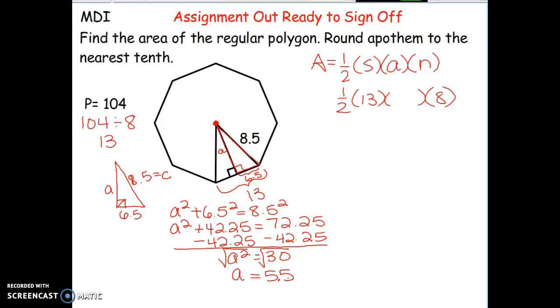So now we have the missing piece of our puzzle. We can plug the 5.5 in here, multiply everything together, 0.5 times 13 times 5.5 times 8, and that gives us 286. Again, just to point out, these two numbers don't get used in the area formula. Their only purpose is to help us figure out what the apothem is, and once we're done with that, those two numbers are done. They go away.